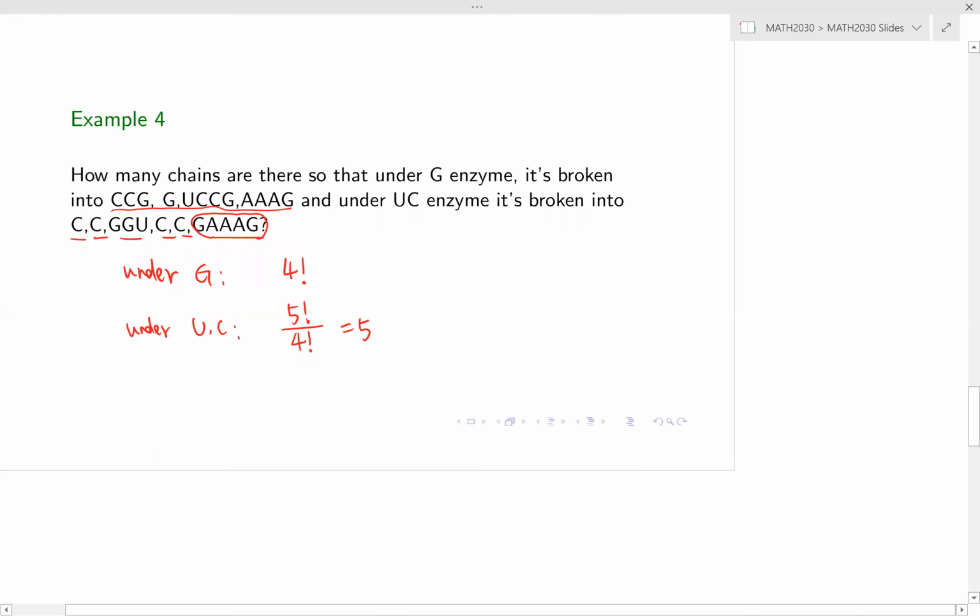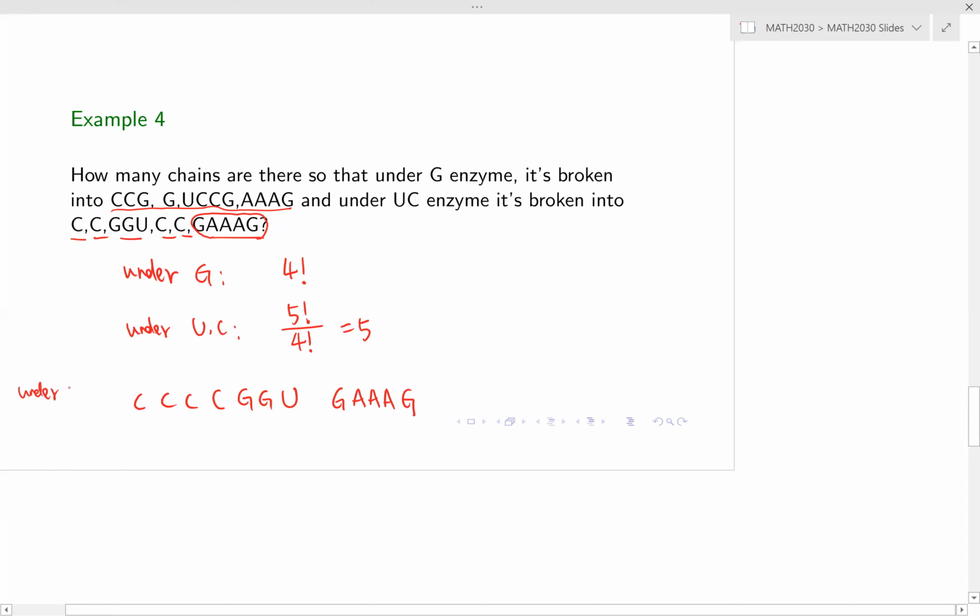So we discovered that the number of chains under the UC enzyme that can be broken into the required 6 subchains, the choice is only 5, and we can write them all out. For example, remember this block is always at the end, so we are simply reordering 4 C's and 1 GGU. So we could have this particular chain that will be broken into these 6 subchains under the UC enzyme. Now it's time for us to check, would it be broken into these 4 subblocks under the G enzyme?